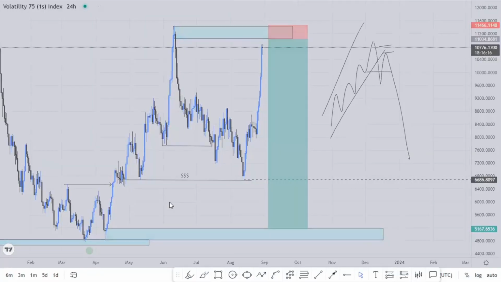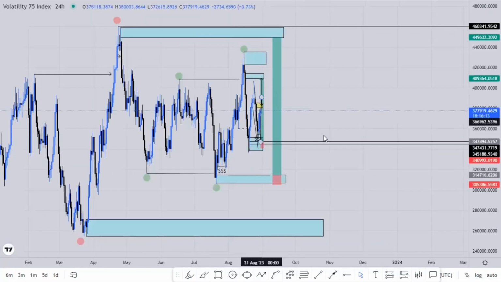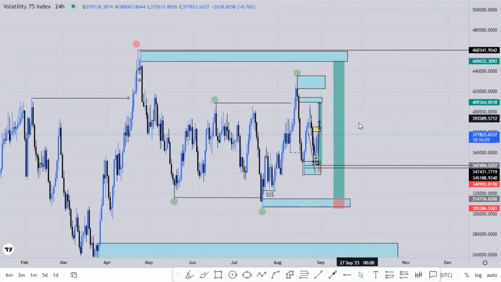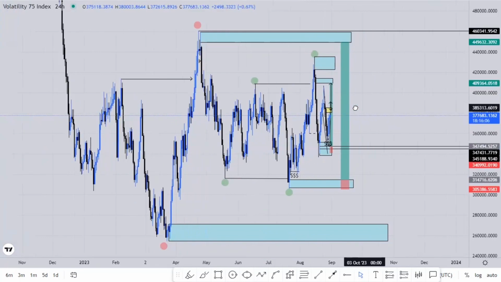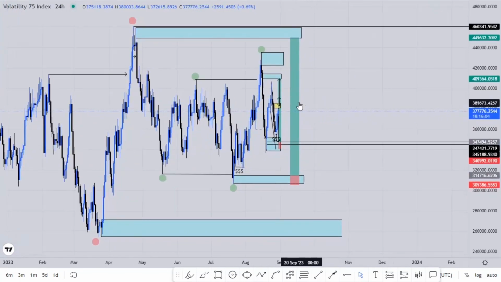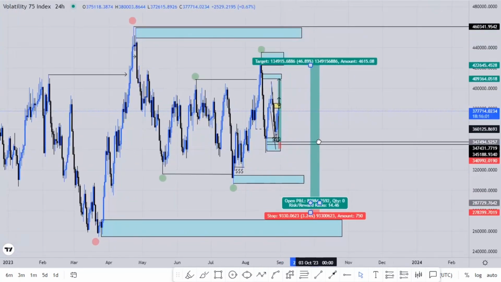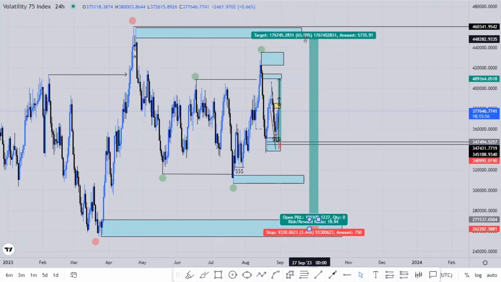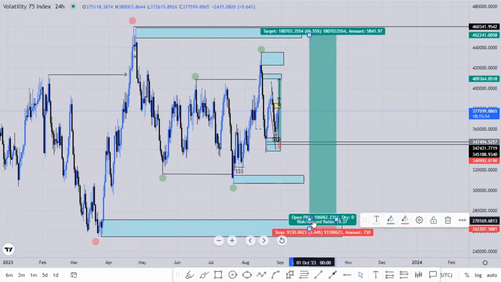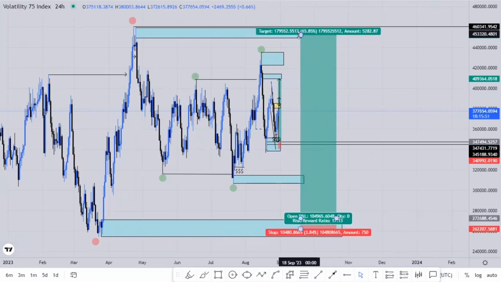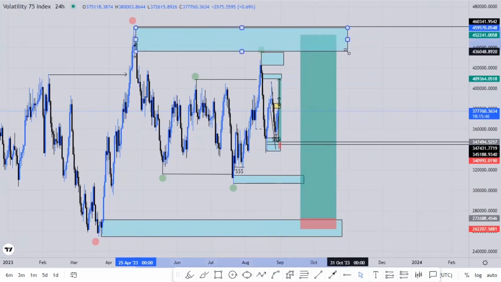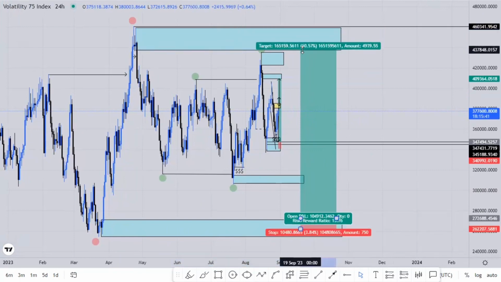Let me also show you some of the high probability entries that I'm looking forward to in the coming days for the Volatility 75 index. The Volatility 75 index is also forming a similar setup to Volatility 75 1s. Why am I calling it a similar setup? Because it's a similar structure.